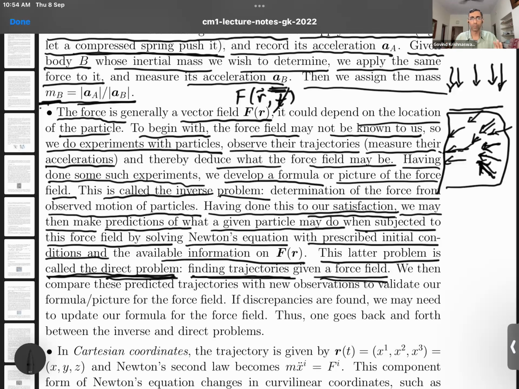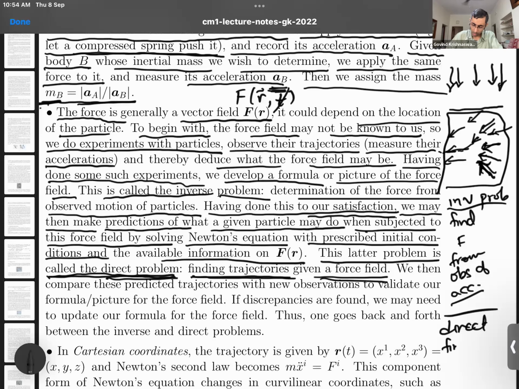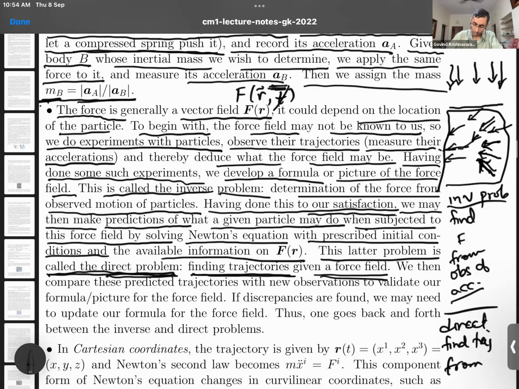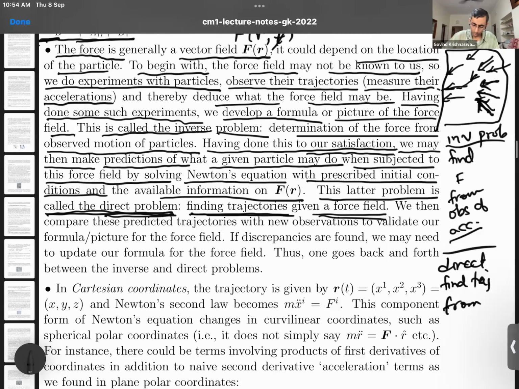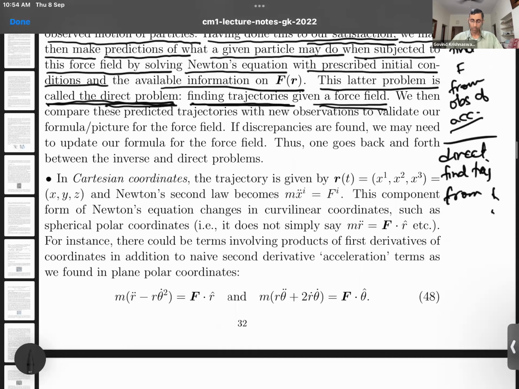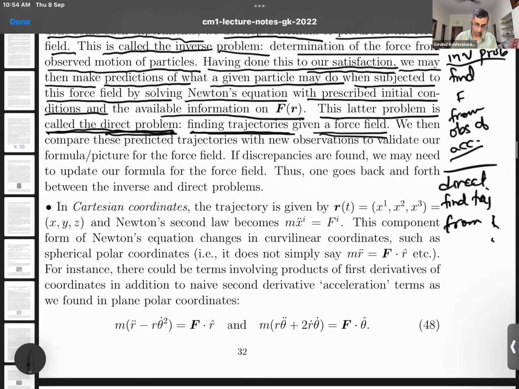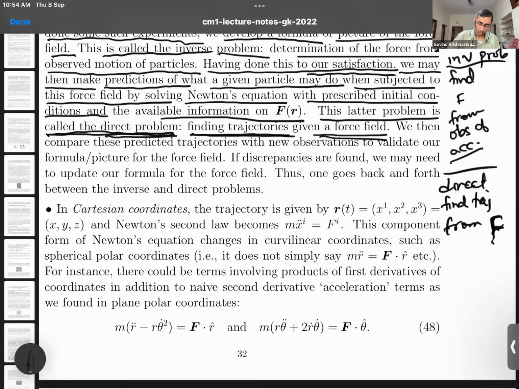Okay, so we have discussed two types of problem. The inverse problem is to find f from observation of acceleration. Okay, so that is the inverse problem. The direct problem is to find trajectory from force. The force is given to you, supposed to be given to you.